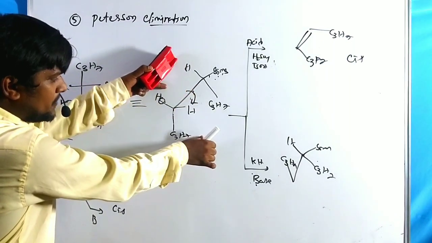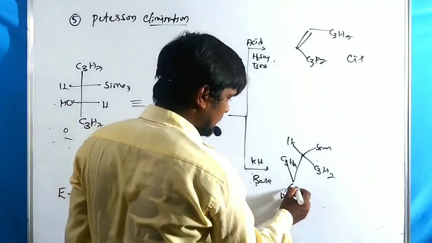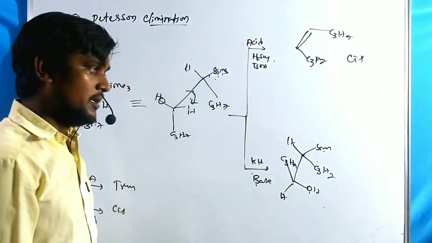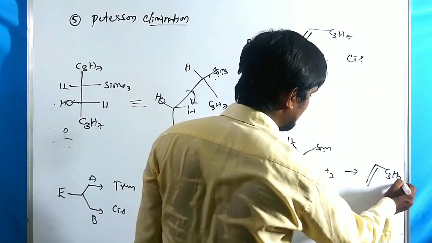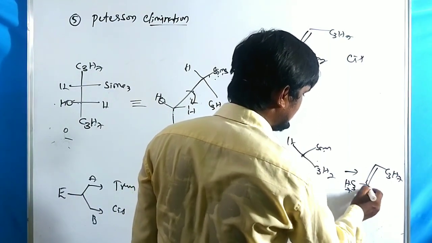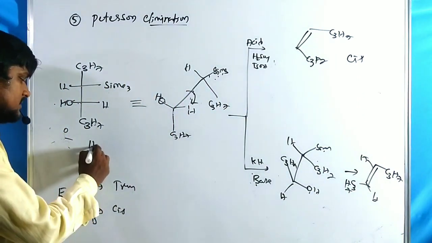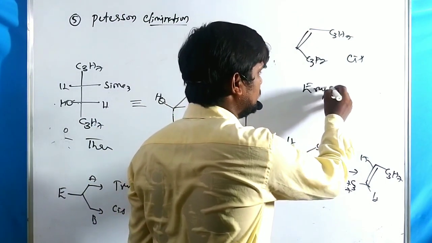Like the OH group is present on the opposite side, and the hydrogen group is present on the opposite side. Now here it is hydrogen, here it is OH. Both the leaving groups are in the same plane. Now we will get the similar product, like our olefin as a trans product. So this is the threo isomeric product.